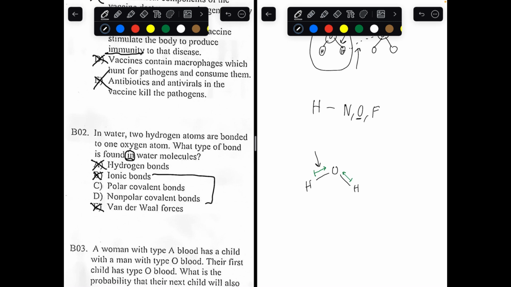A polar bond is where you can draw a straight line through this, and you can confirm that one side is going to be negative, one side is going to be positive. The electron is on one side, the electron's not. In this case, you can draw a straight line, and you can see that one side is negative, one side is positive. So the answer would be C for number 2.